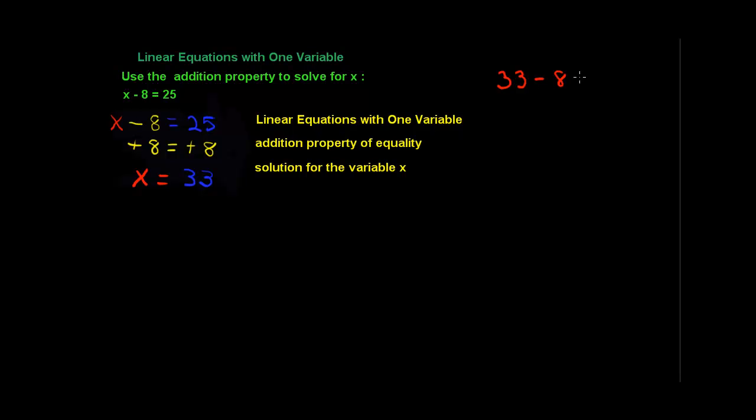We can double check our work over here by doing 33 minus 8 is equal to 25, where 33 is the substitution for x. And 33 minus 8 does indeed equal 25. We take 8 from 13, which is 5, and then we just drop down our 2 for 25. And 25 does indeed equal 25.